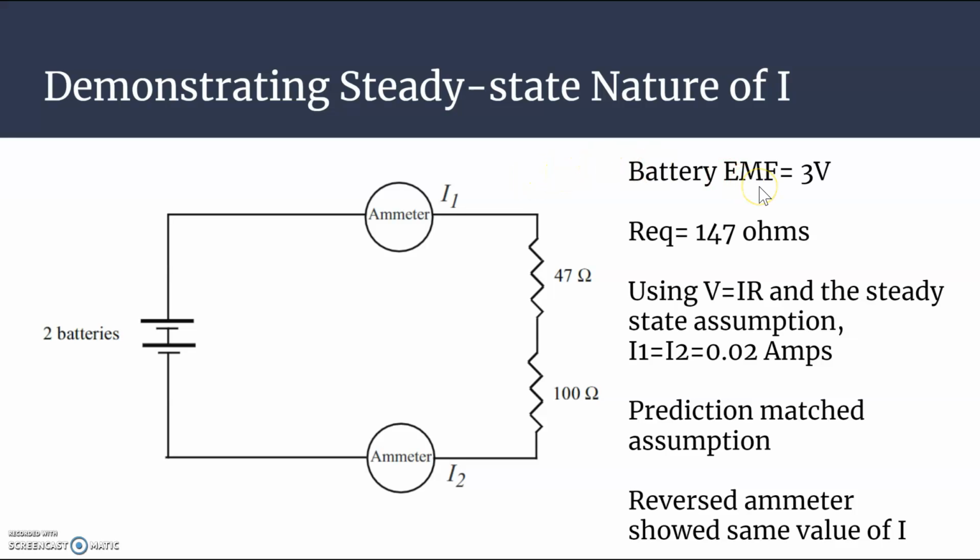So the total battery electromotive force was 3 volts, and the equivalent resistance is simply the sum of these two resistors since they are in series, 147 ohms, and our prediction was that both ammeters would read 0.02 amps. And that was correct. Both ammeters did read 0.02 amps.